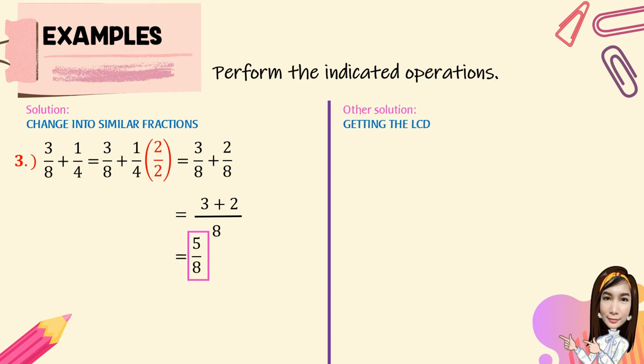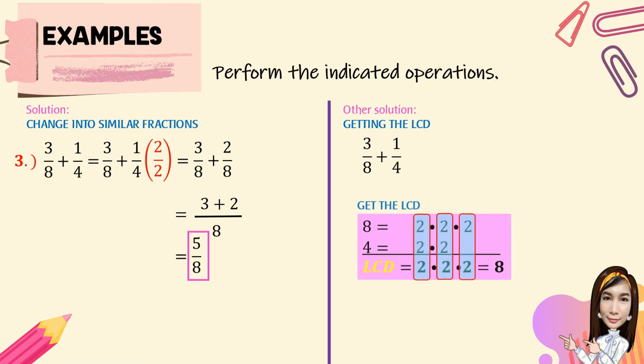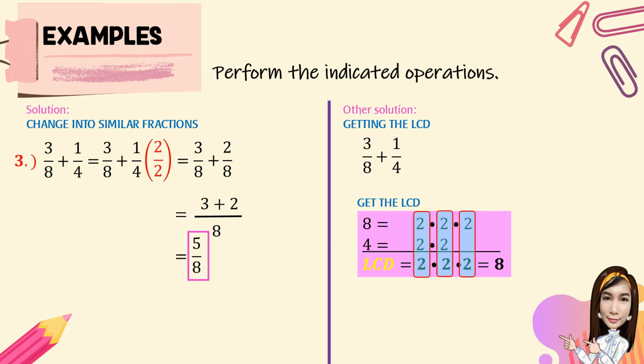For the other solution, we're going to get the LCD. Given 3 over 8 plus 1 over 4, we factor the denominators. 8 is equal to 2 times 2 times 2. 4 is equal to 2 times 2. We encircle and bring down the common factors and also the relatively prime ones. So multiply 2 times 2 times 2. The LCD is 8. For the solution, LCD divided by the denominator times the numerator.